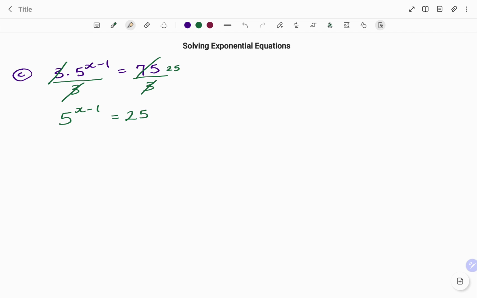The next step is to change my 25 to have the same base as my left-hand side, which is 5. So I have 5 to the power of x minus 1 equals 5 squared, because 5 times 5 is 25. Now that the bases are the same as shown, I'm going to equate the powers on the left and on the right. So I have x minus 1 is equal to 2. Taking my minus 1 to the right hand side, it becomes positive. That's the inverse function. So I have x equals 2 plus 1. Therefore, the value of x equals positive 3.